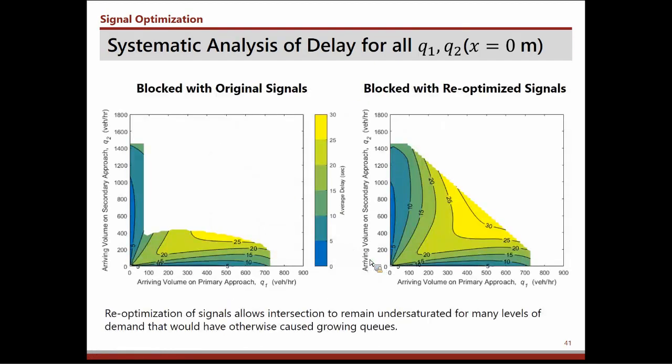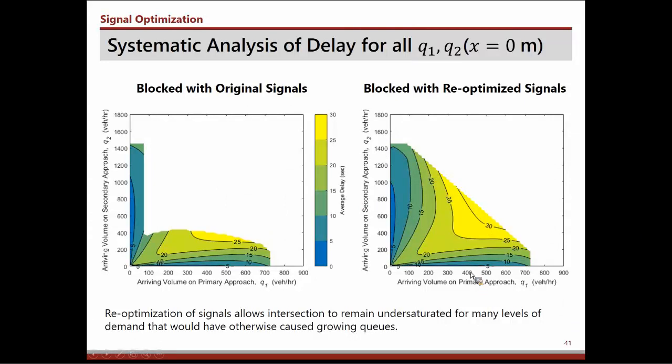Well, what happens when you impose a blocked vehicle is, if you don't change the signal timings, you lose a lot of area. There's a whole range of combinations of demands that are no longer feasible. So it's not only that the delays are bigger, it's that they can grow every cycle, every subsequent cycle, they grow and grow and grow. As the delays get longer, or as the queues get longer, you're adding more delay, but you're also adding more of these harmful vehicle interactions. When you re-optimize the signal, you can regain some of what was lost.